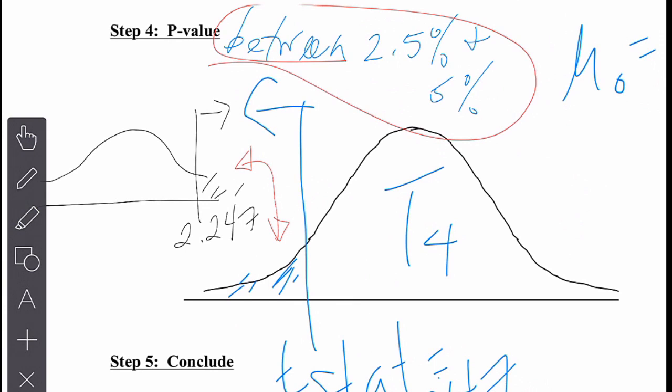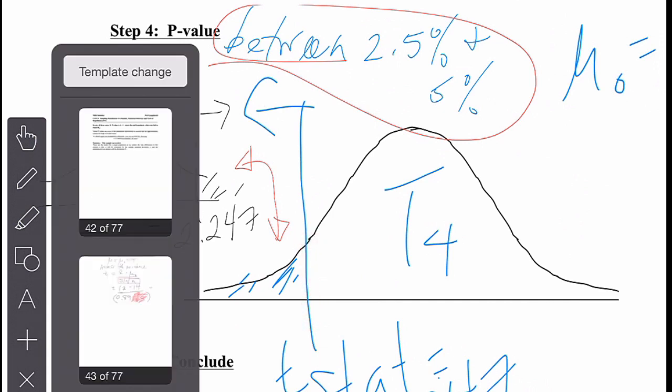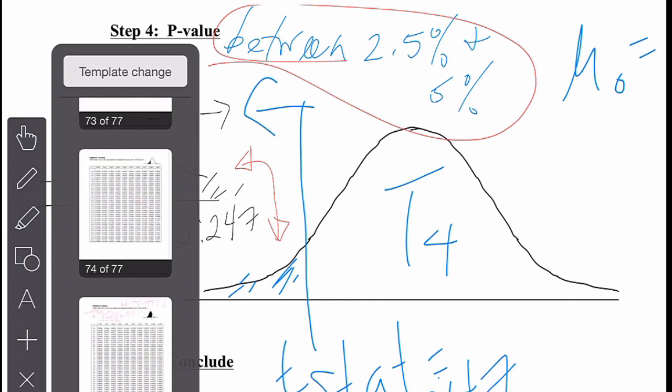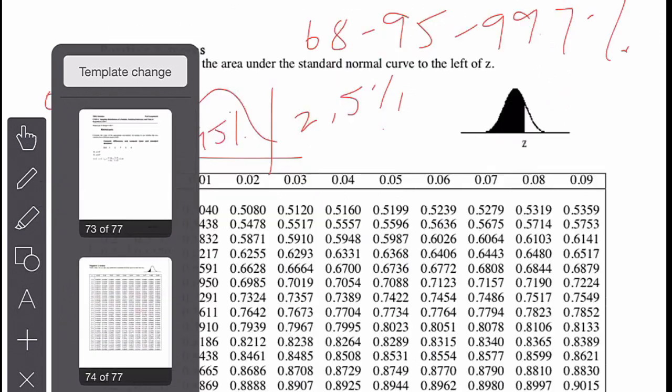So that is actually in the rejection region, right? It's small. It's less than or equal to 5%. So it turns out for a T4 at 2.247, you are going to be an outlier. That corresponds to an outlier. Let's look back at that T-table. What else would be considered an outlier for a left-tailed test or a right-tailed test?